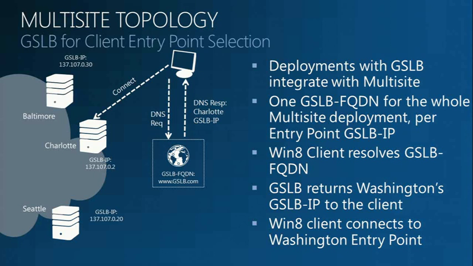What happens is when it sends it back, in this case, because Charlotte in this example was the lowest response time, that GSLB is going to say, you know what, I want you to go to the Charlotte load balancer IP address, and it's going to kick that off into the Charlotte site.